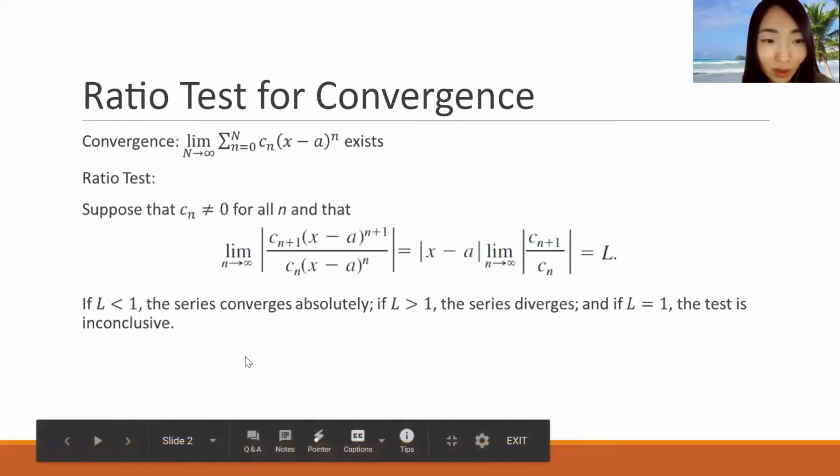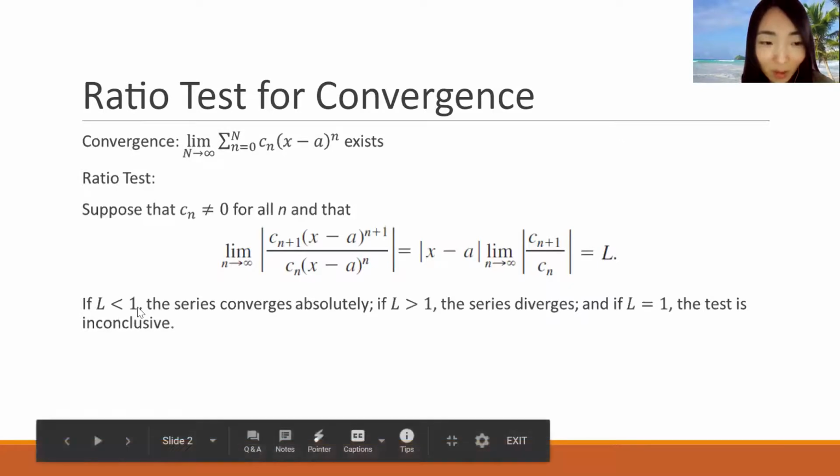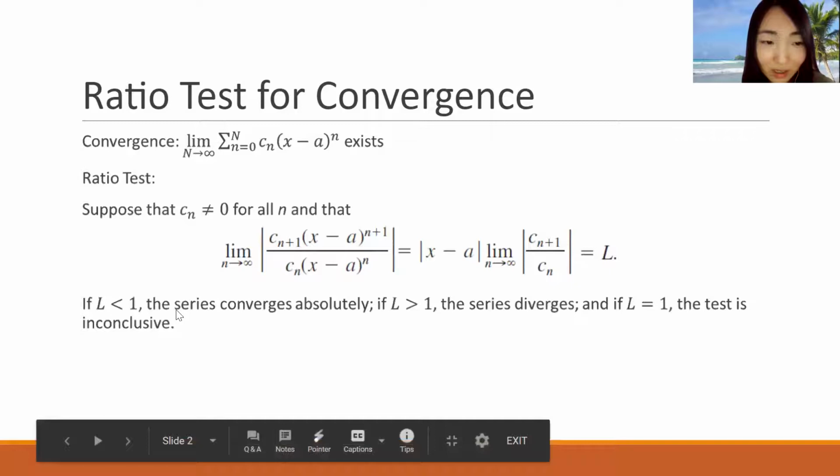So the ratio test requires all of the constants for these terms to be non-zero. And we want to set the limit, when small n goes to infinity, of the n plus 1th term of this sequence divided by the nth term of the sequence to be L. And if L is less than 1, this means the next term is less than the term that you're looking at. If this is the case, the series converges absolutely.